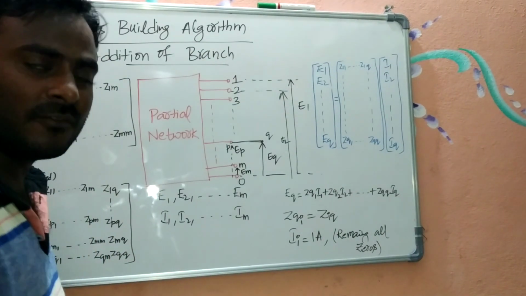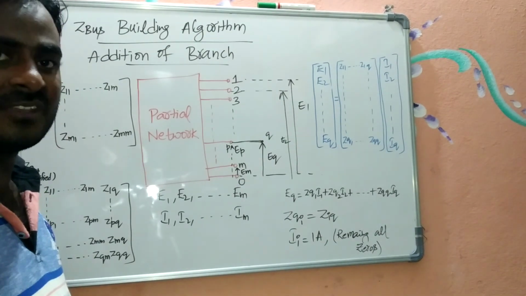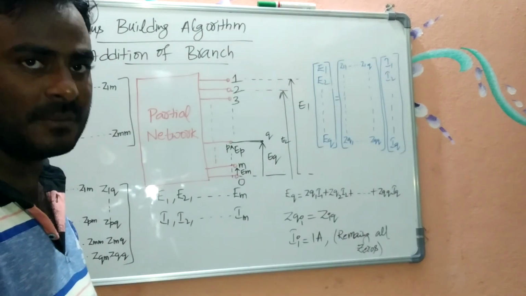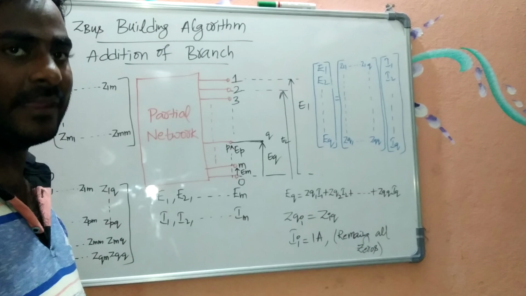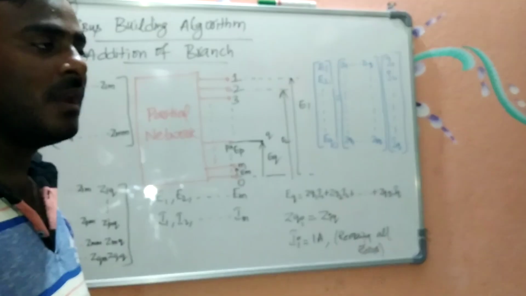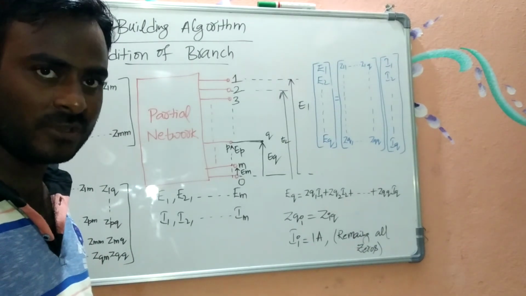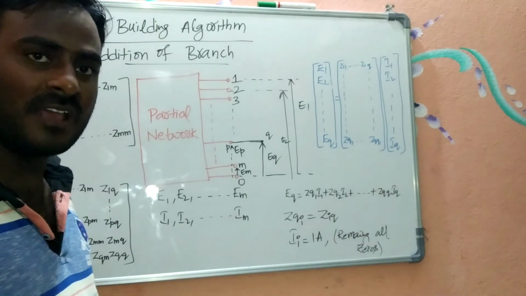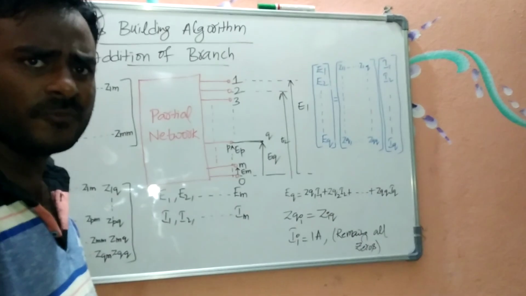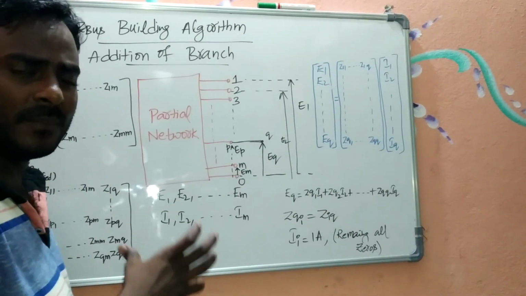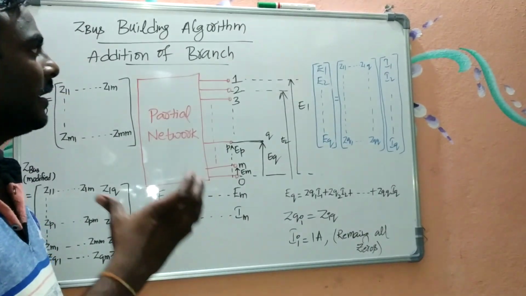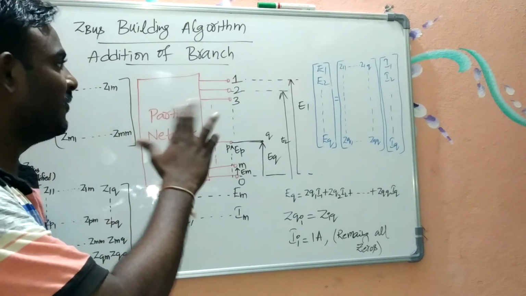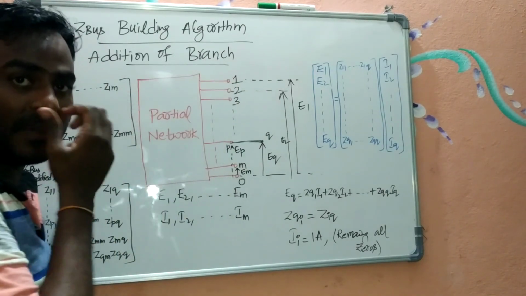Now, in the last video, we saw the introduction of the Zbus building algorithm, how we can do it, and what is meant by a primitive network and a partial network. In this video, I will start with my first step in the building algorithm. That first step is addition of a branch.